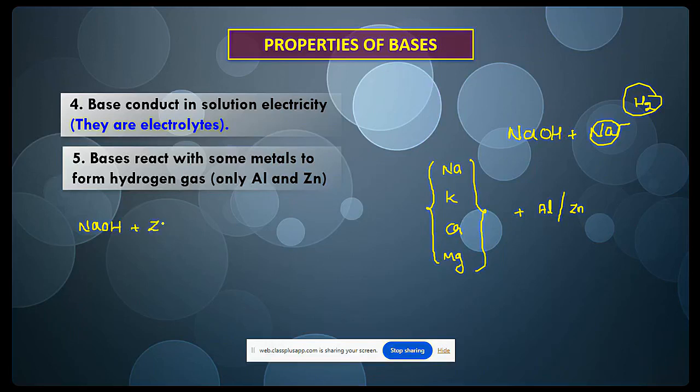So here you can see that NaOH reacts with Zn, gives rise to Na2ZnO2, sodium zincate, plus H2. So this is a reaction when a base reacts with a metal. Keep it in mind. Either acid or base reacts with metal, which gas gets liberated? Hydrogen gas. Exactly. But not all metals react with bases. Only two metals are there here: aluminum and zinc.